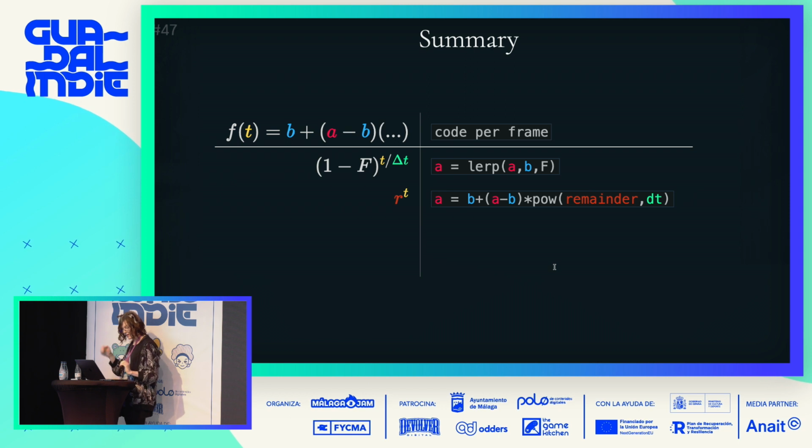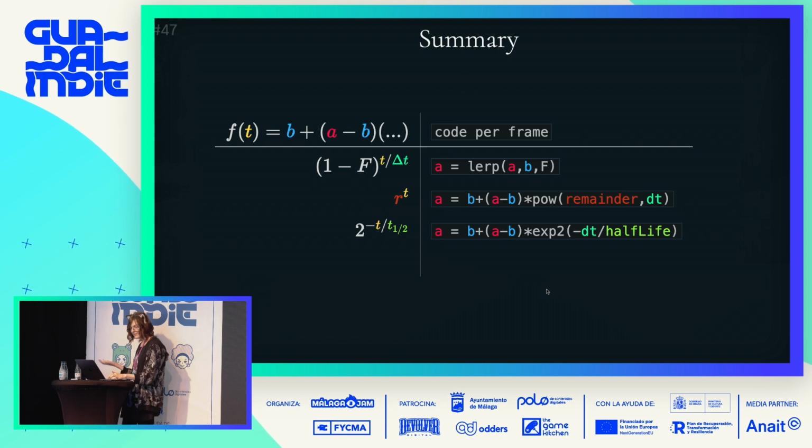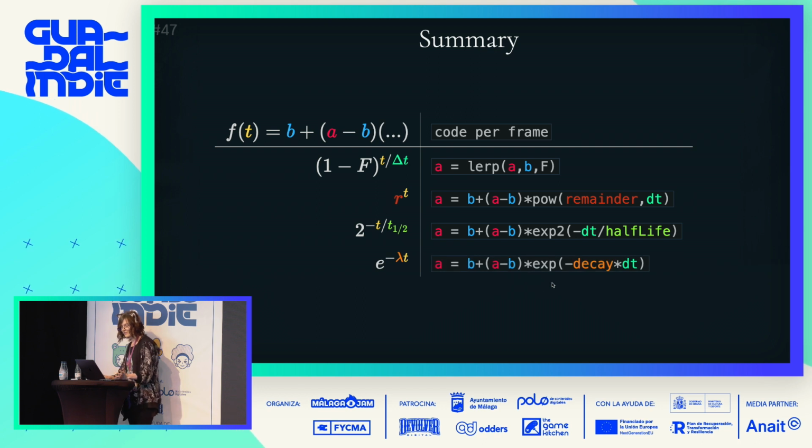And now that we know that we can swap out the bases and use different ways of expressing this, there's actually alternate solutions that you can also use. So if you want to use half-life, you can do 2 to the power of negative time over half-life. And again, that's that in code. And you can also use the exponential decay constant. So you can use e to the power of negative decay times time. And this is what that looks like in code. Math libraries pretty much always have POW. They pretty much always have EXP. Sometimes they have EXP2 as well, not always. But you can just use a POW function for that as well.